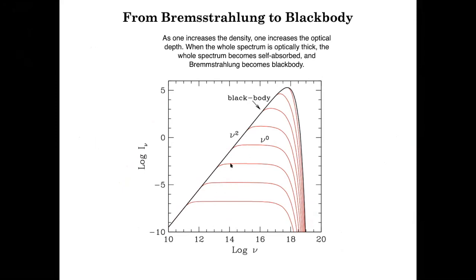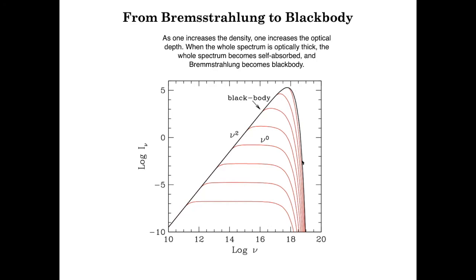These are curves of different density. As you go increasing the density, the optically thin plateau becomes smaller and smaller. And then eventually the whole spectrum becomes self-absorbed, and that's the black body curve. As one increases the density, one increases the optical depth. And when the whole spectrum is optically thick, the whole spectrum becomes self-absorbed, and Bremsstrahlung becomes black body.